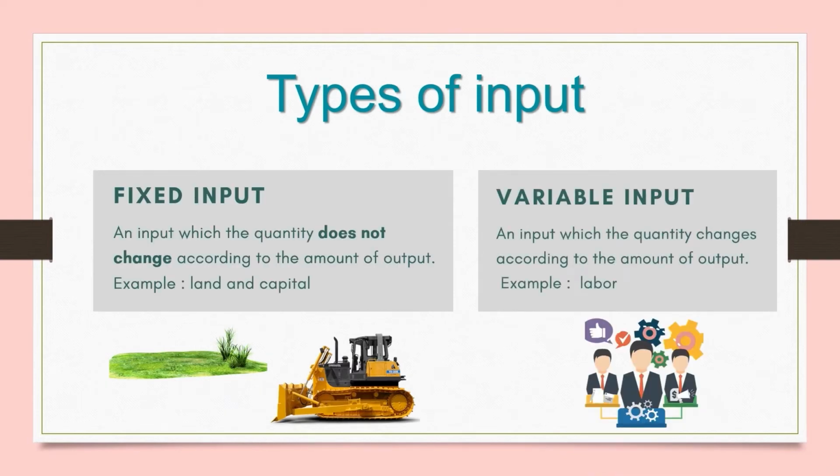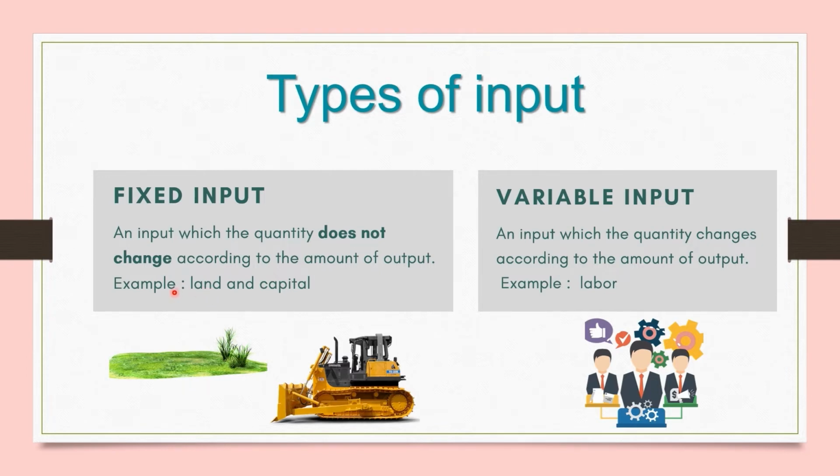Okay, so in economics we have two types of inputs, which are a fixed input and a variable input. So what is a fixed input? A fixed input is an input whose quantity does not change according to the amount of output. Let's say kita nak buat banyak mana pun barang, the fixed input does not change. Like land and capital. For example, we only have one machine. Kita ada satu mesin je. Kita tak boleh nak tambah banyak mesin lebih daripada satu. Contohnya kita tak boleh tambah 5 mesin. That is because of our limited resources. Or maybe kita kekangan duit.